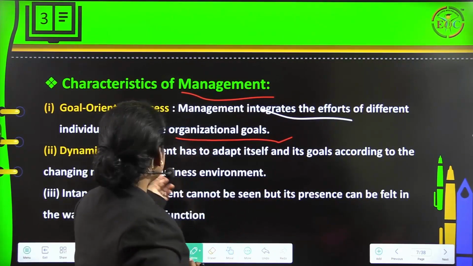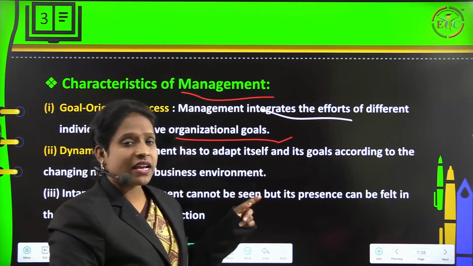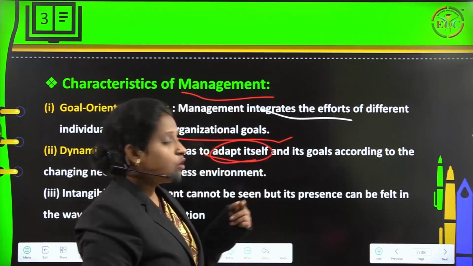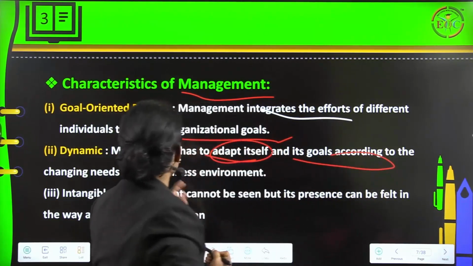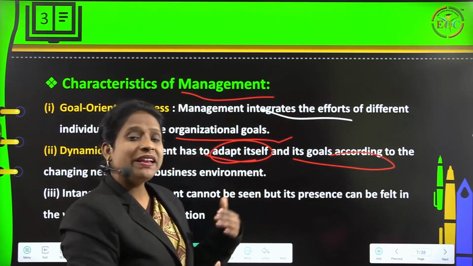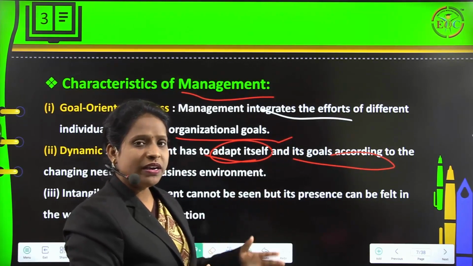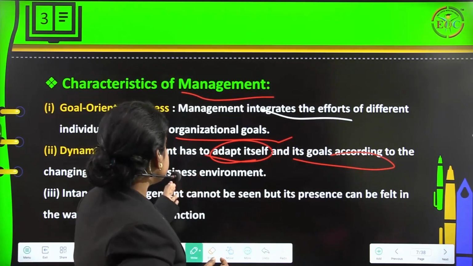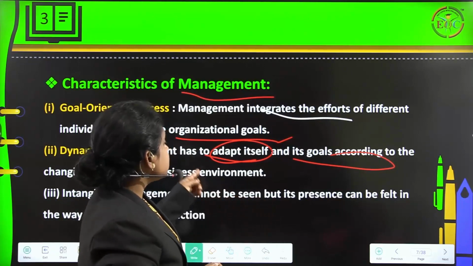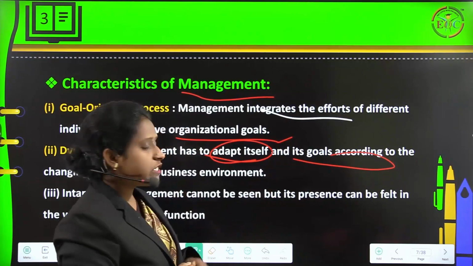Fine. And along with that, we also consider management as dynamic. Why do we consider management as dynamic? Management has to adapt itself and its goals according to the changing needs of the business environment. If it is not dynamic, then it cannot meet the changing needs of the environment. In order to meet the changing needs of the environment in the business field, management should be dynamic. When can we say it is dynamic? When it is in a situation to adapt itself and its goals according to the changing needs of the business environment.